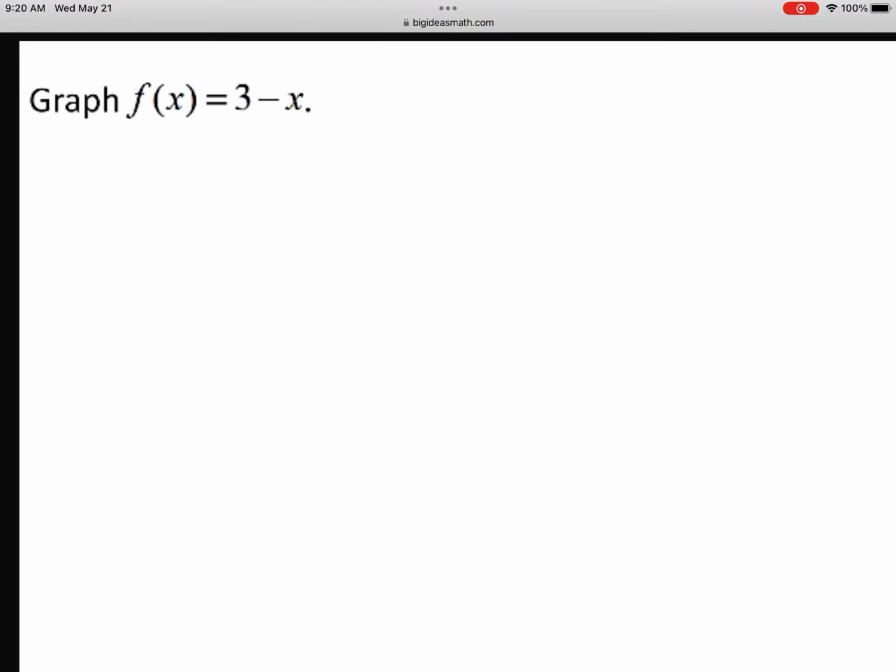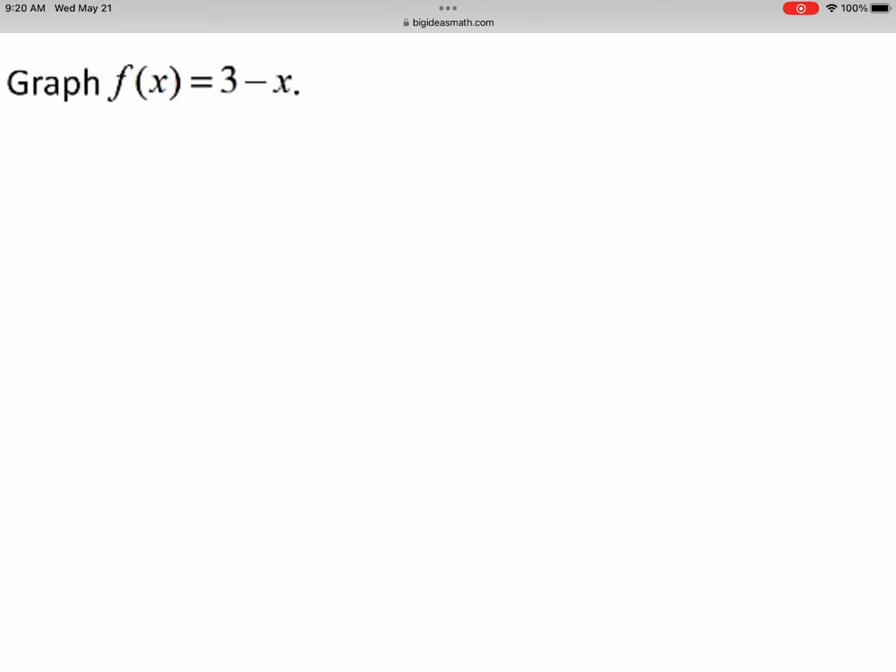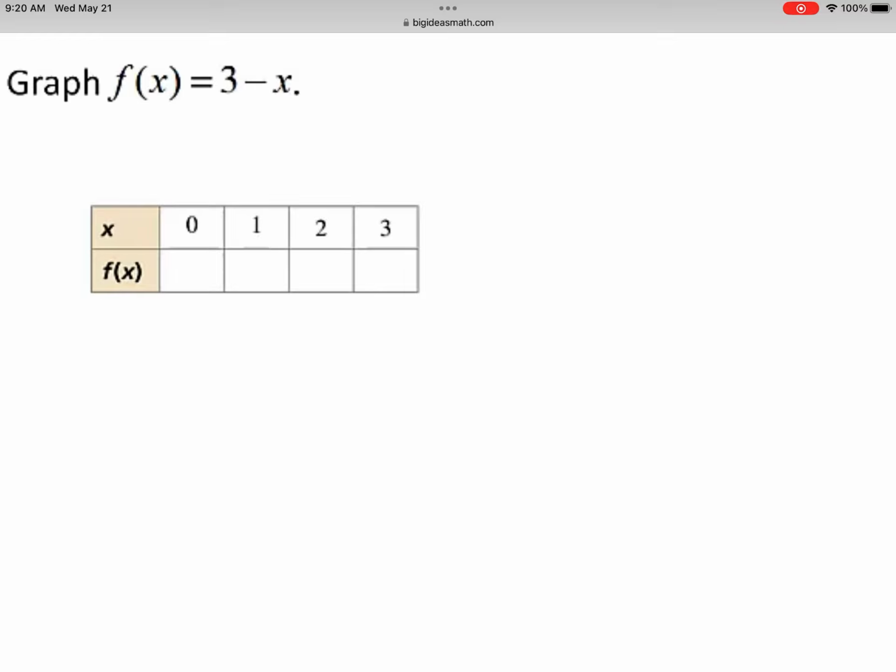Graph f of x equals 3 minus x. First you want to make an input-output table to find ordered pairs. To find the value of f of x when x equals 0, first substitute 0 for x in the function. 3 minus 0 equals 3, so f of 0 equals 3. So when x equals 0, f of x equals 3.